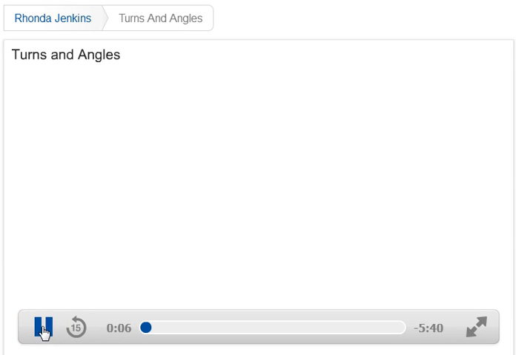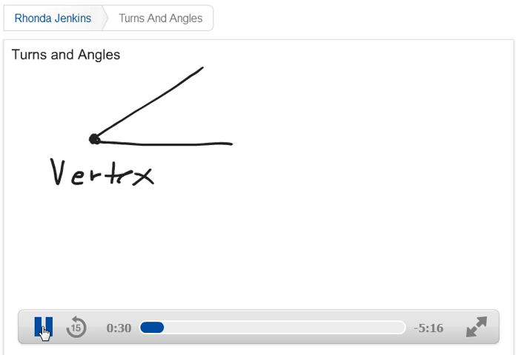We learned a few more geometry terms, and these terms had to do with turns and angles. The first thing I want to show you is just a couple of pieces of an angle. First off, we have a vertex, and that's the point where they join together. This is called the vertex. The other thing that we learned was that both this side and this side are called sides. They're sides of an angle.